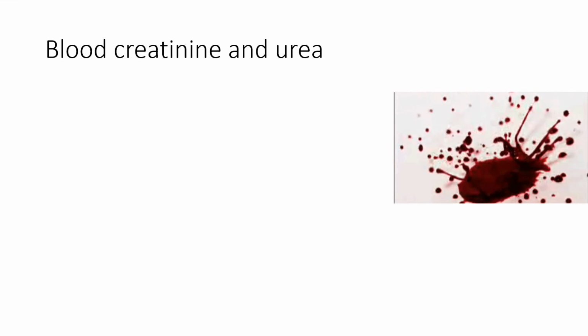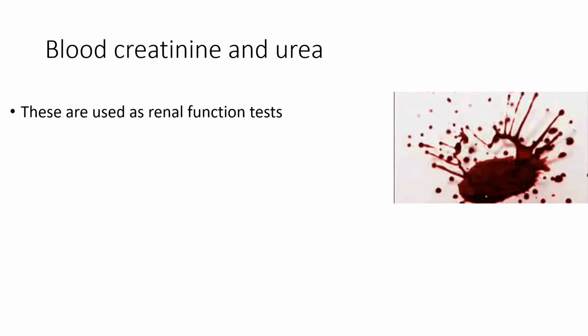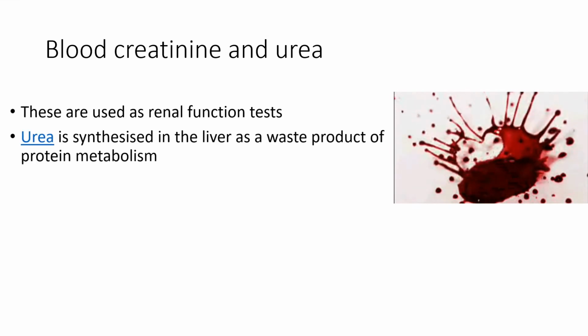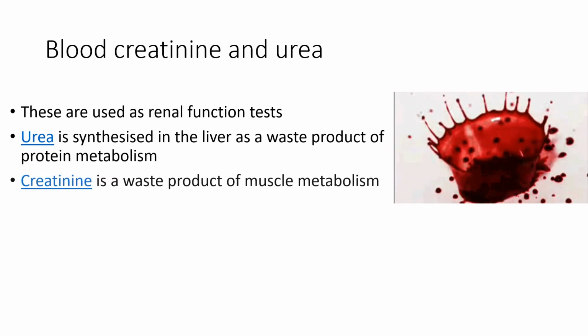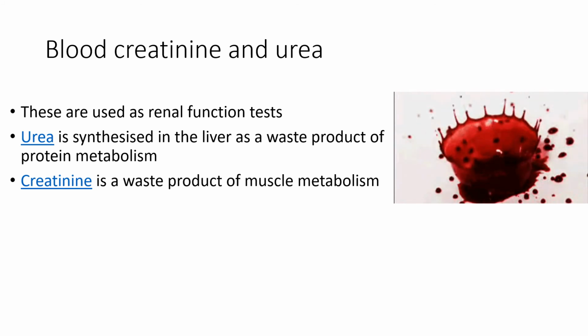Next we have blood creatinine and urea. These are used as renal function tests. Urea is synthesized in the liver as a waste product of protein metabolism, and creatinine is a waste product of muscle metabolism.